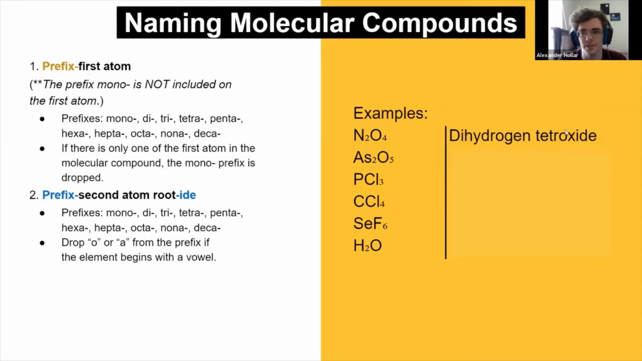It's going to be tetra. Oh, actually, it'd be tetro. Sorry. Let me figure out how to word this. When the element begins with a vowel, you don't drop the first letter, you drop the last letter. See how we have tetro instead of tetraoxide? It's tetroxide.